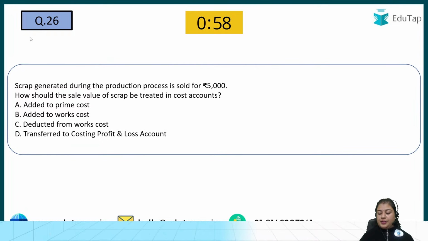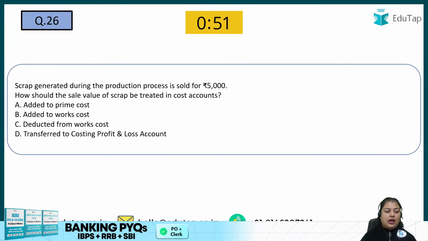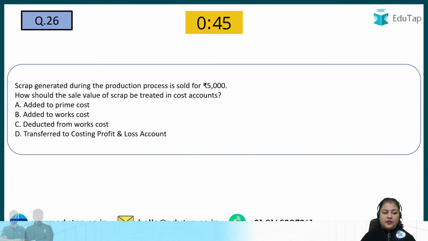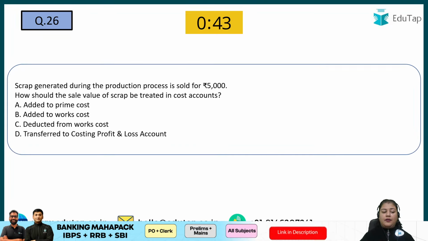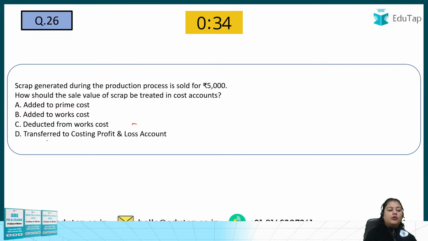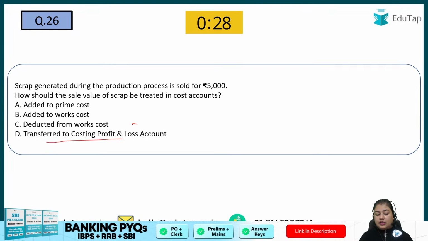Question 26. Scrap generated during the production process is sold for 5,000. How should the sale value of scrap be treated in the cost accounts? So if the scrap is generated that is sold for 5,000, how will you treat it in the cost accounts? It will be added to the prime cost, added to the works cost, deducted from the works cost, or it will be transferred to the costing P&L account. Very easy question. Please give me the answer of 26th. What should be the answer here?